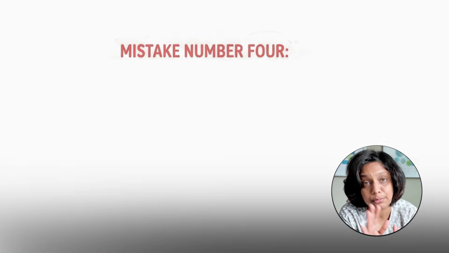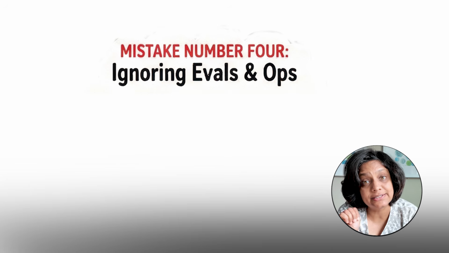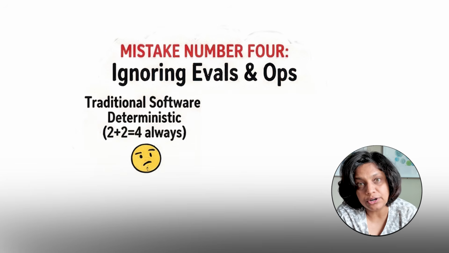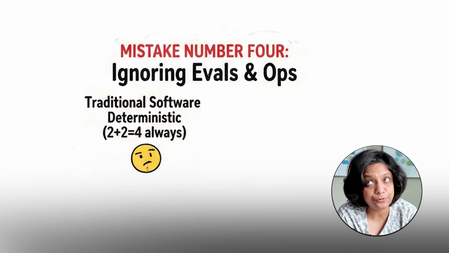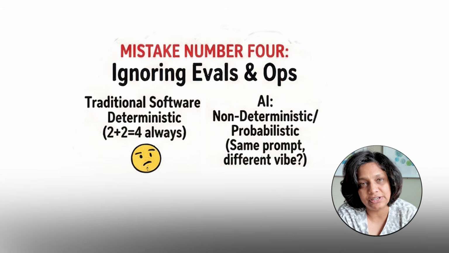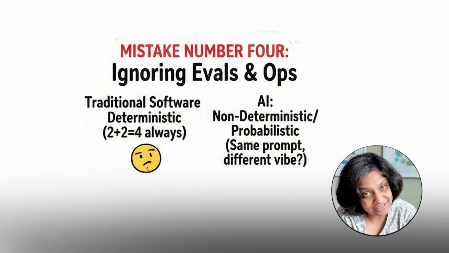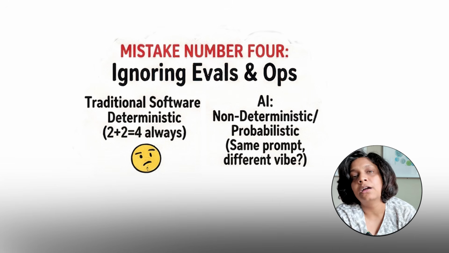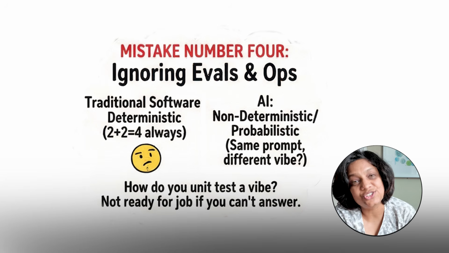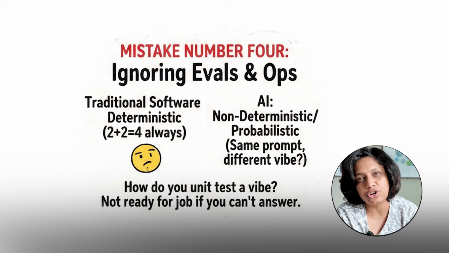This brings us to the final fatal mistake. Mistake number 4 is ignoring evals and operations. Now, traditional software was deterministic. If 2 plus 2 is 4 today, it will be 4 tomorrow. AI is non-deterministic, especially with large language models. It is probabilistic. If you run the same prompt twice, you might get a different answer. How do you unit test a vibe? If you don't have an answer to that question, you aren't ready for the job interview.